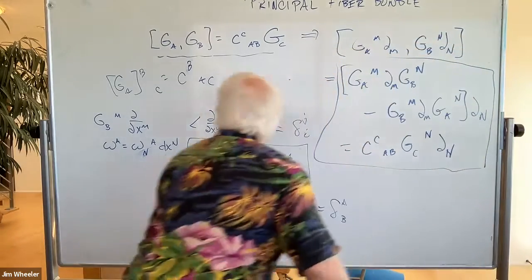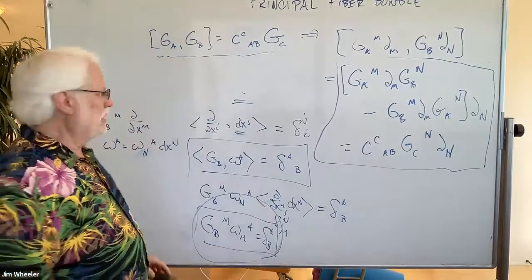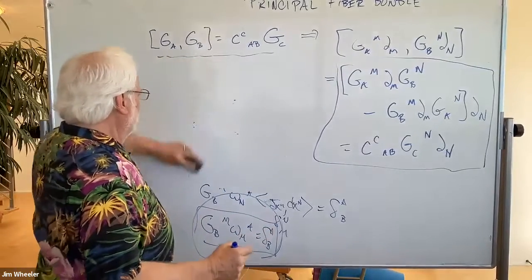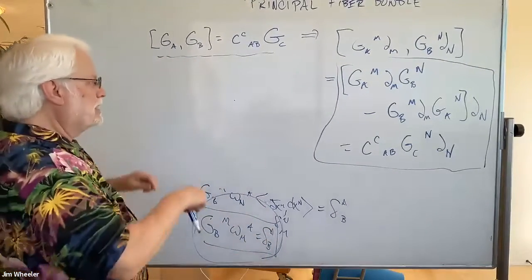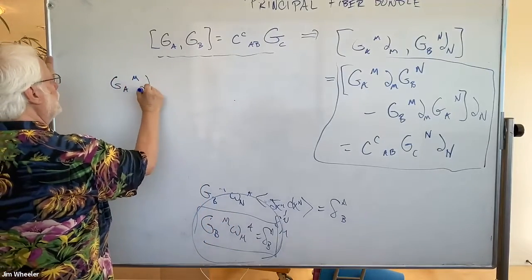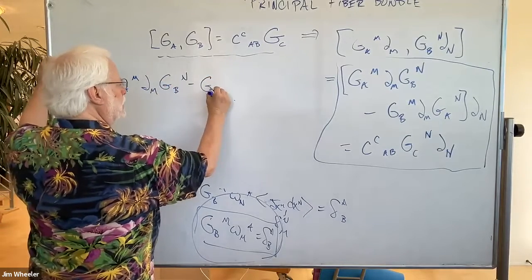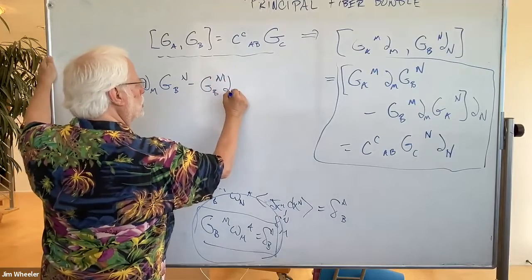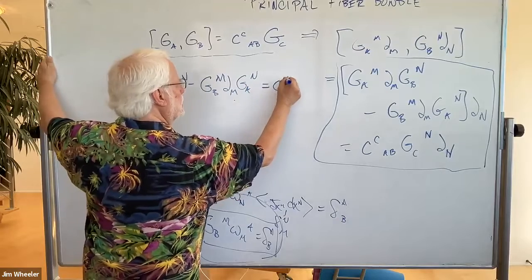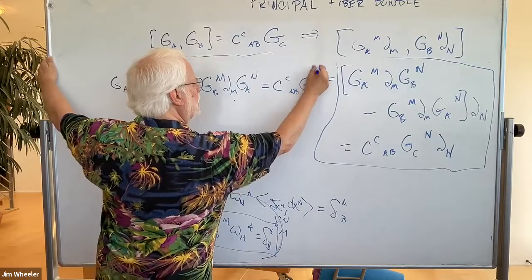Now, all you have to do then is, since these matrices are inverse to one another, you just whack that expression with the inverse matrices on every free index. So I've got G_A^M partial_M G_B^N minus G_B^M partial_M G_A^N equals C^D_AB G_D^N.